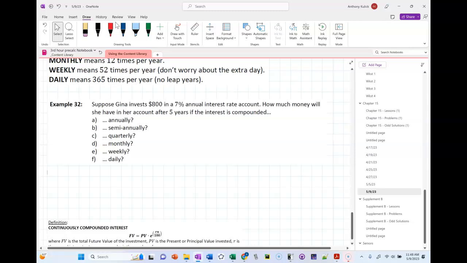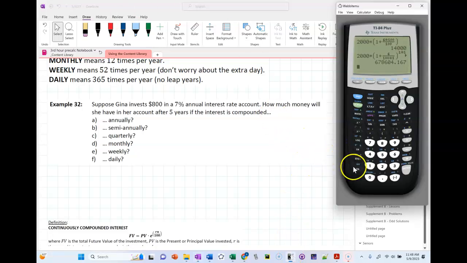All right, so here it says Gina invests $800 in a 7% annual interest rate account. How much money will the account have in 5 years if the interest is compounded annually, semi-annually, quarterly, monthly, weekly, daily, etc.? So I'm not going to write out anything for this. I'm going to do it all just on the calculator, and we're just going to update the value of K each time. Is everybody good with that? It's kind of a lot of writing.